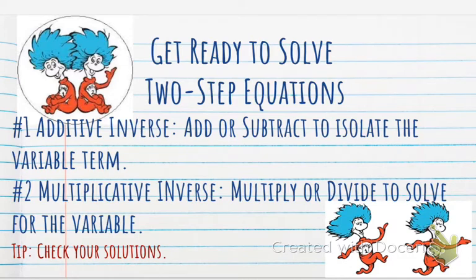Step 2 is the multiplicative inverse. This is the very last step. You're either going to multiply or divide to solve for the variable. As an extra tip, make sure that you check your solutions.